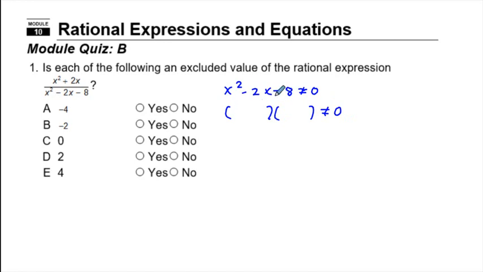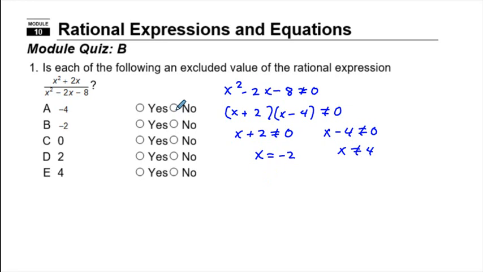And for this, we have x plus and x minus. That's how we get a negative 8, plus times a minus. What two numbers multiplied together equal 8 but have a difference of 2? Well, that's going to be x plus 2, x minus 4. So using the zero factor property, x plus 2 cannot equal 0, nor can x minus 4 equal 0. So x cannot equal negative 2, nor can x equal 4. So those are our excluded values, and we just look.